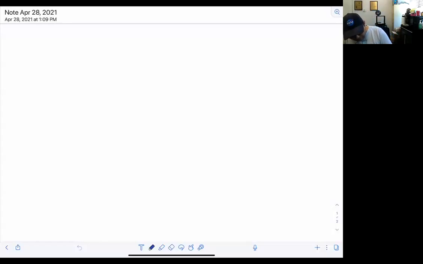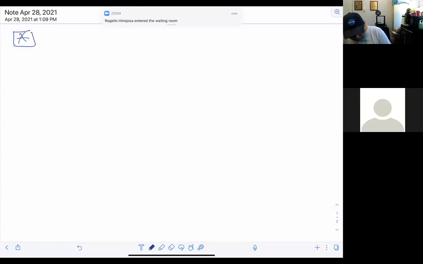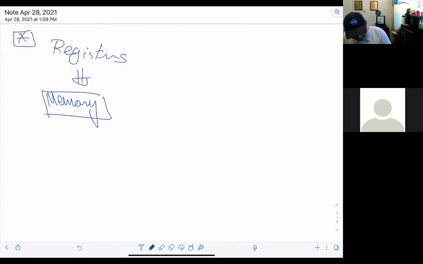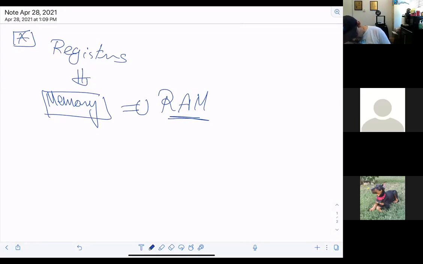So if you guys remember, we talked just last time about what? Memory. Registers. And then we built what? Memory. And to be very precise, what we built last time is something that can act like a data bus. RAM. So what is RAM? Random access memory. Exactly.